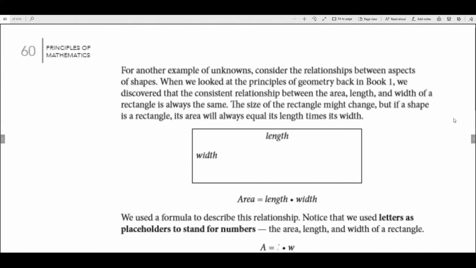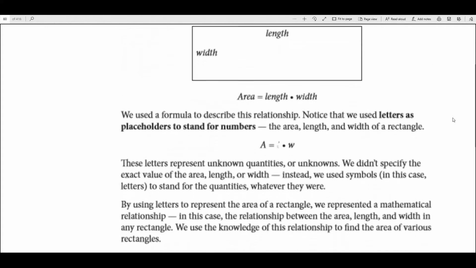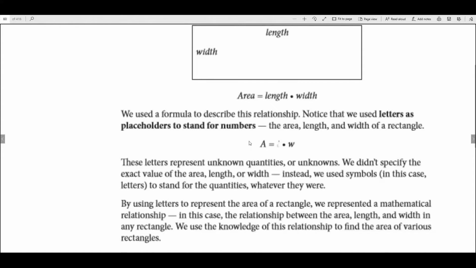So another example of unknowns, consider the relationships between aspects of shapes. Back in book 1, when we were looking at geometry, we discovered that the consistent relationship between the area, length, and width of a rectangle is always the same. The size of the rectangle might change, but if a shape is a rectangle, its area will always equal its length times its width. So right here, using a formula, notice they're using letters as placeholders, which we've done before. A for area equals L for length times width.